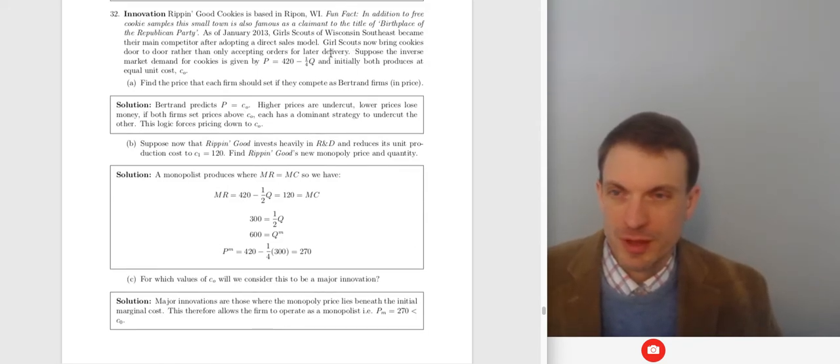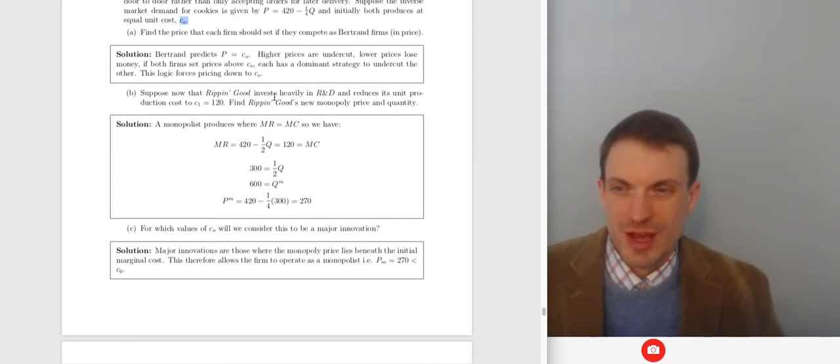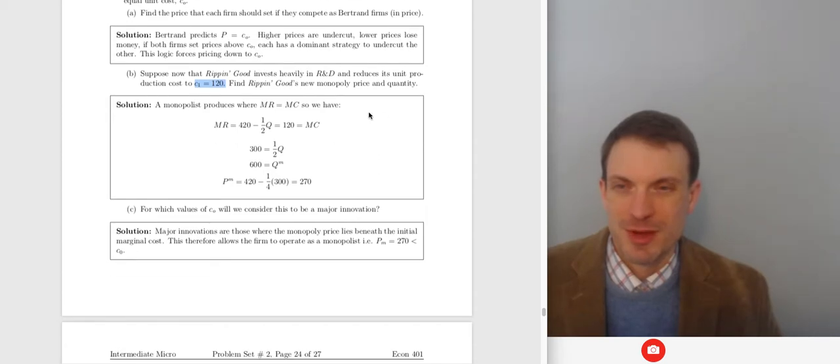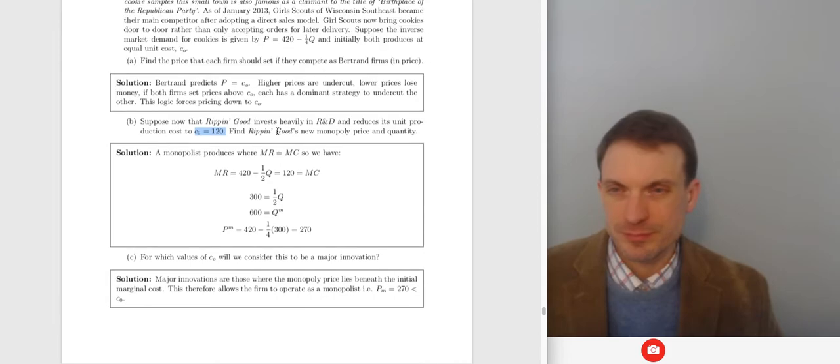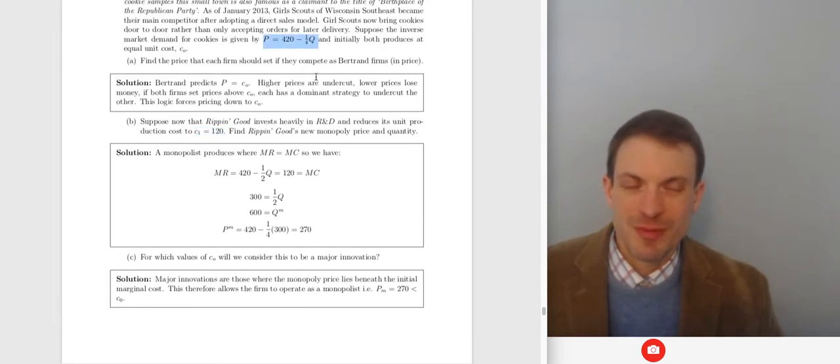Right, so here's the market demand, 420 minus 1/4 Q. Initially, both produce at marginal cost of C0. Suppose now Ripon Good heavily invests in R&D and reduces its unit production cost, so C1 is equal to 120. Find the monopolist's new monopoly price and quantity. Okay. Well, if this is my inverse demand, my marginal revenue is going to be 420 minus 1/2 Q. Right? Same vertical intercept, twice the slope.